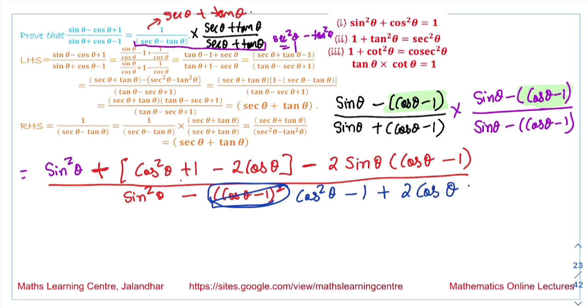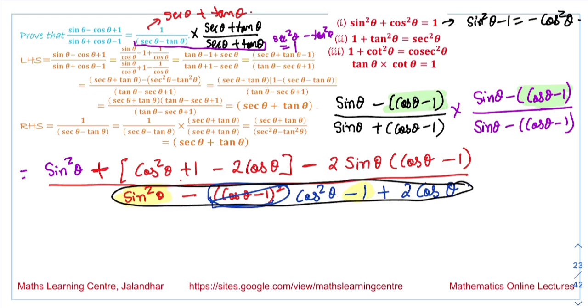Now look at this value over here, sin square theta minus 1. Looking at this first identity, sin square theta minus 1 is equal to minus cos square theta. So in this denominator part, in place of sin square theta minus 1 it is minus cos square theta, and the second term we have is minus cos square theta, so this will become minus 2 cos square theta plus 2 cos theta. So the denominator part will become this.